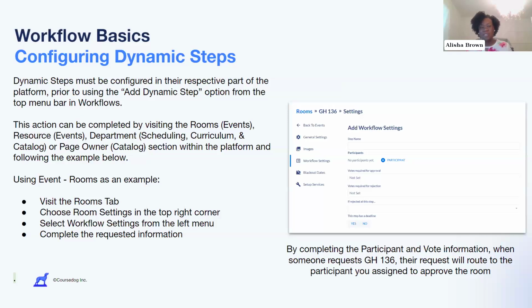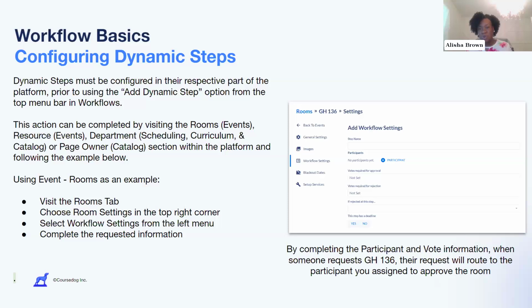So what does it mean to configure a dynamic step in its specific part of the platform? So going into a little bit more detail here, as mentioned, this is taken care of in its respective part of the platform prior to you choosing the add a dynamic step option on the workflow page. So if we're using events as an example, you would visit the Rooms tab, you would choose the room settings gearbox that's in the top right corner. And in this visual on the slide, you can start to see where that's going to take you. And you'll see there's an option here for workflow settings.